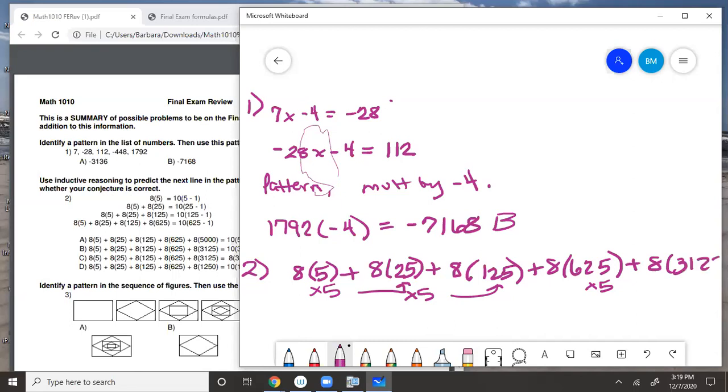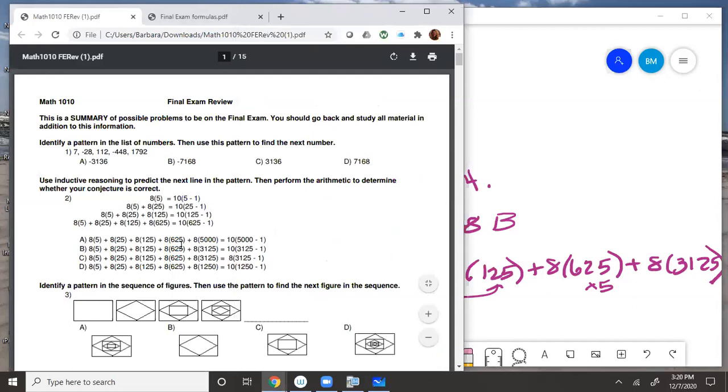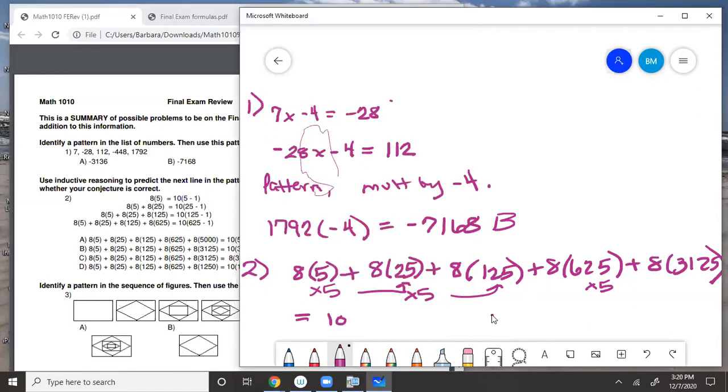3125. Okay, so that's the left side of the equation. And then the right side of the equation is 10 times, okay, now these numbers go from 5, 25, 125, 625. We keep multiplying by 5 to get the next number. So the next one is this 3125 minus 1, correct? Yes. Okay.